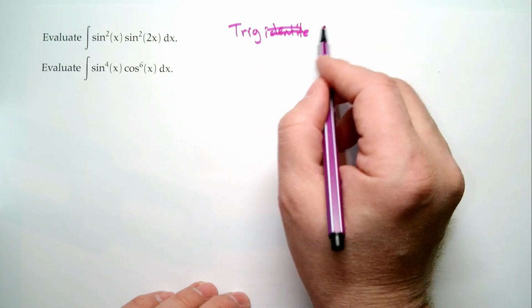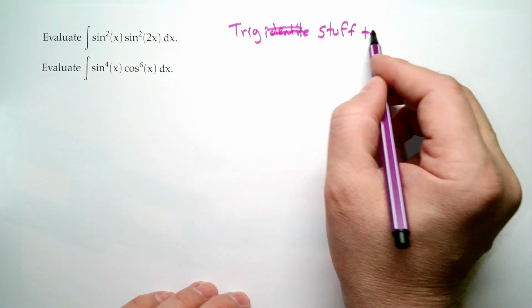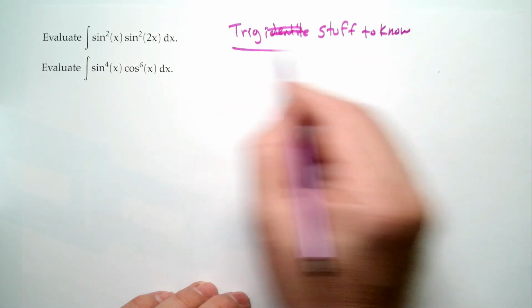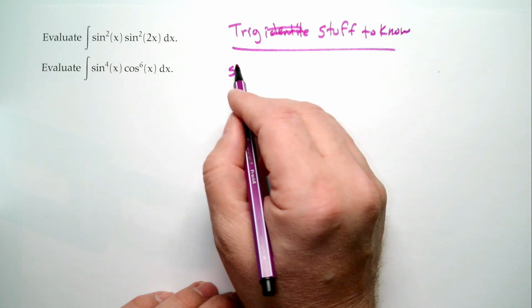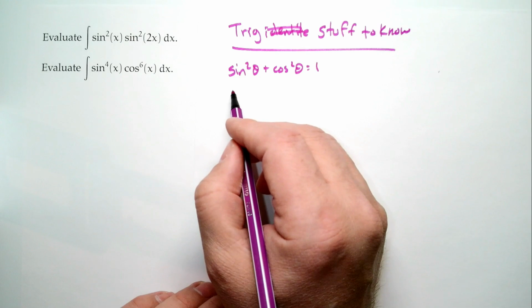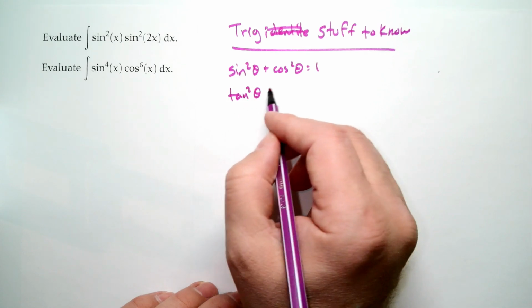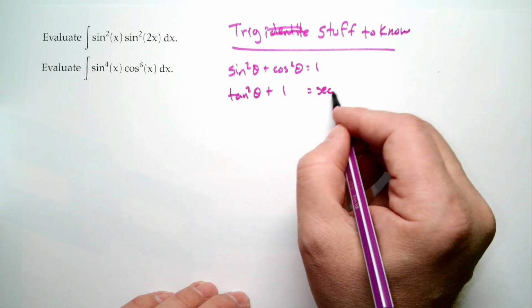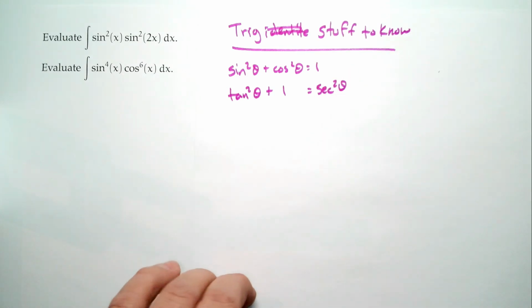Let's just call this trig stuff. Trig stuff. There we go. That's easier to spell than trig identities. So you should know sine squared plus cosine squared equals 1. That relates directly to tangent squared plus 1 equals secant squared. And these are used very, very often. Basically, it says if I have a sine squared term, I can replace it with a cosine squared something, and vice versa. Similarly, if I have a tangent squared, I can replace it with a secant squared, or vice versa.